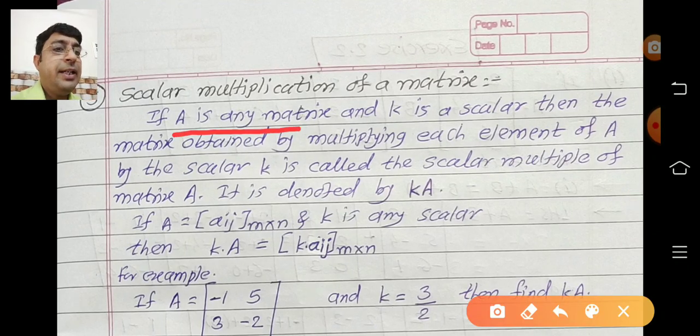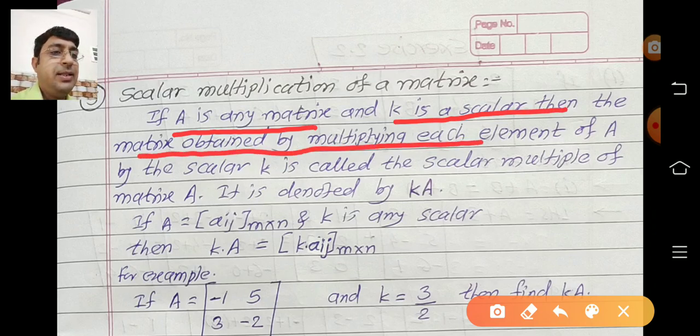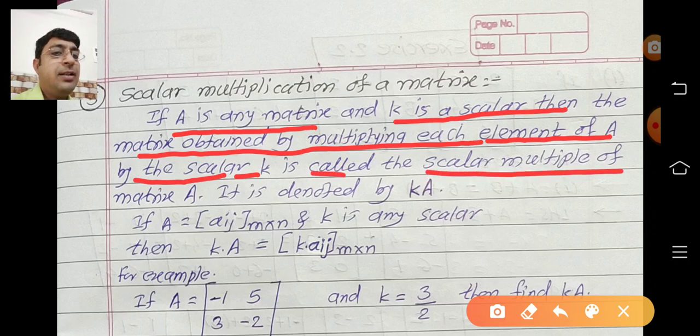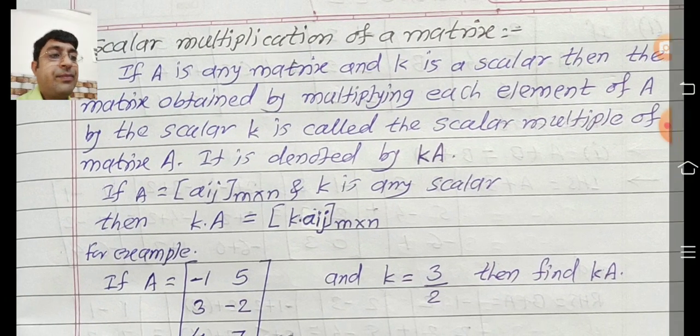If A is any matrix and K is one scalar, scalar means any number, then the matrix obtained by multiplying each element of A by the scalar K is called the scalar multiplication of matrix A. It is denoted by K into A. The condition is given here. Now check that.